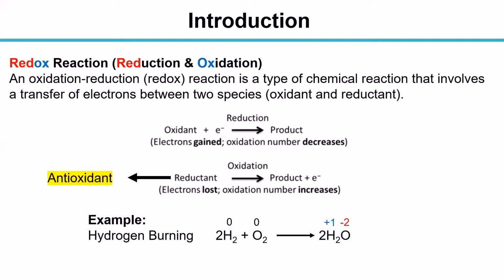Here is an example. Hydrogen burning. Hydrogen is neutral and oxidation number is 0. During the burning, one hydrogen atom loses 1 electron and oxidation number increases to 1. This is the oxidation process of hydrogen.